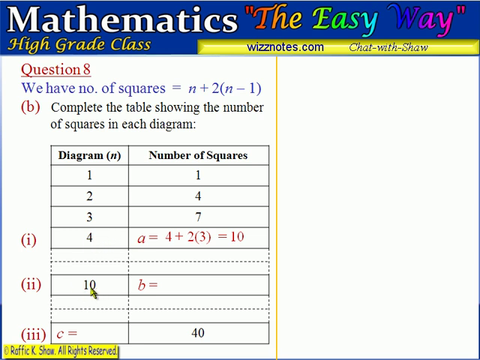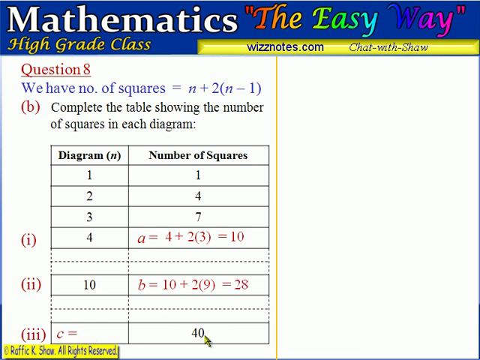For diagram number 10, again, we can apply this formula. It will be 10 plus 2 times 10 minus 1, which will be 9. The number of squares B in diagram 10 will be equal to 10 plus 2 times 9 using this formula. And that calculation gives us 28.